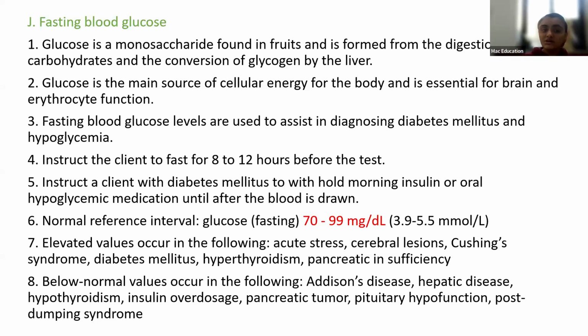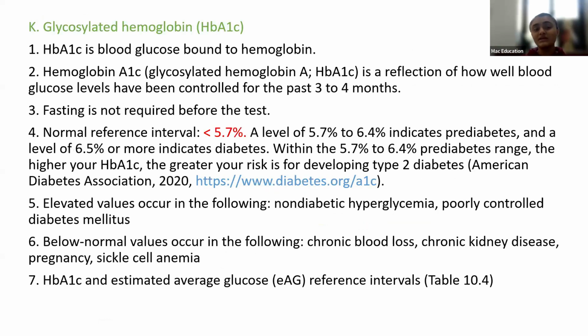Okay, in which conditions the fasting blood glucose elevates and in which conditions it decreases, that we have seen. Next, we have seen glycosylated hemoglobin, that is HbA1c. What is that? To check the average of glucose over the past 3 to 4 months. Yes, this test is used to check the average blood glucose level for the past 3 to 4 months.